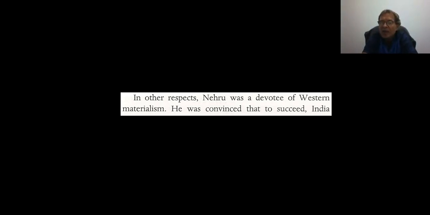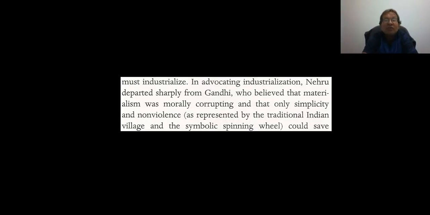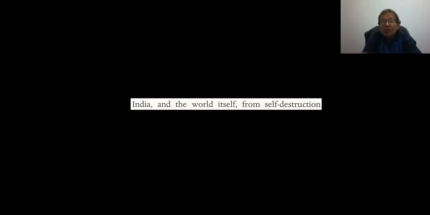He was convinced that to succeed, India must industrialize, and in advocating industrialization, Nehru departed sharply from Gandhi, who believed that materialism was morally corrupting and that only the simplicity and nonviolence, as represented by the traditional Indian village and the symbolic spinning wheel, could save India and the world itself from self-destruction.